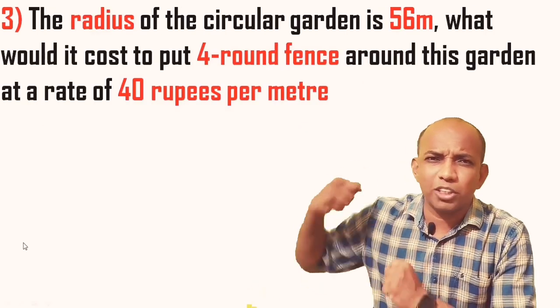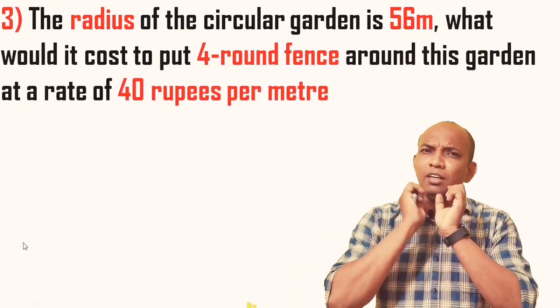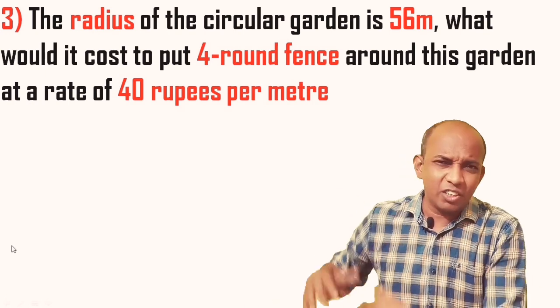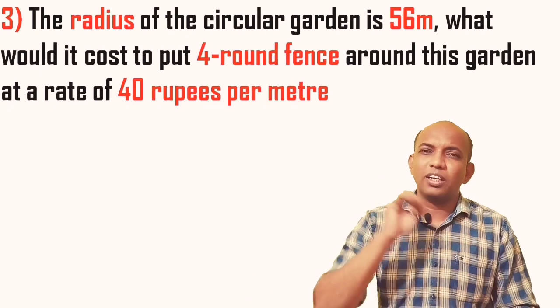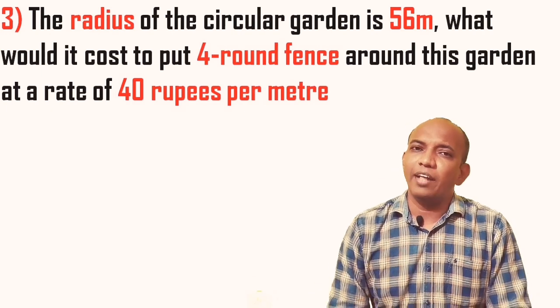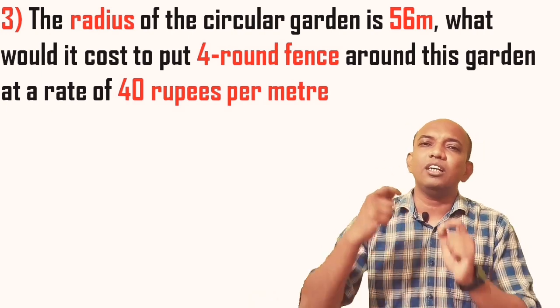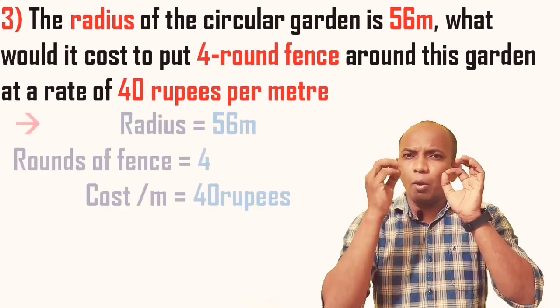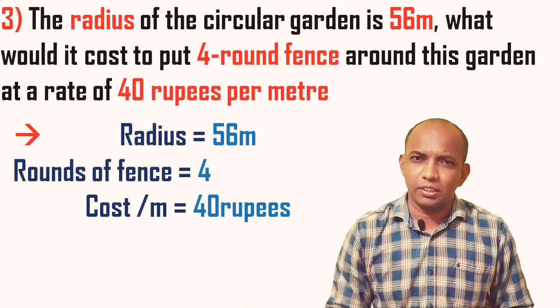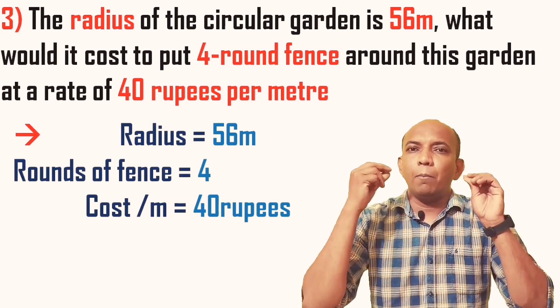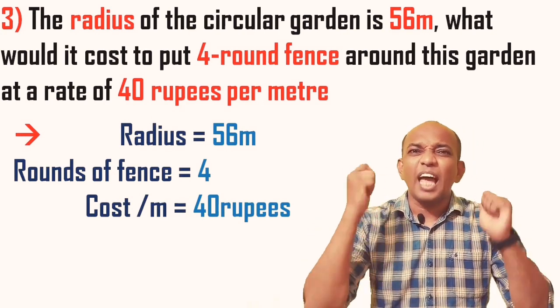So my dears, here is question number 3 on the board. The question says a radius of a garden is given to us, that is 56 meter. There are 4 rounds of wire around the garden used for the fencing, and the cost of wire is 40 per meter. Okay, now my question is, we need to find the total cost of this fencing. Okay, before proceeding further, let's see this activity.